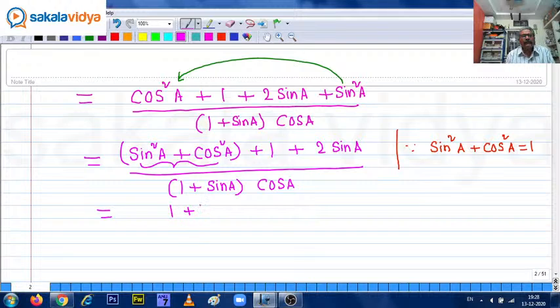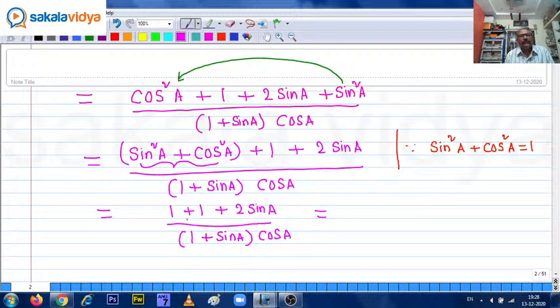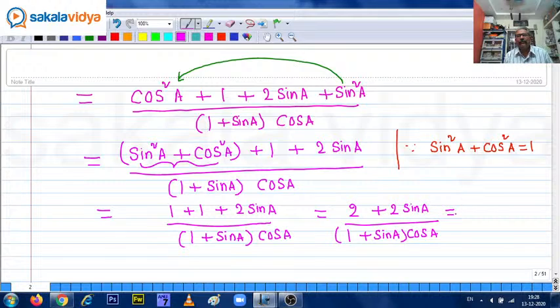1 plus 1 plus 2 sin A upon 1 plus sin A into cos A. Now 1 plus 1 is equal to 2. 2 plus 2 sin A upon 1 plus sin A into cos A. Now what shall we do? Any idea? Yes, in the numerator take 2 common. If you take 2 common, what do you get? 2 times 1 plus sin A upon 1 plus sin A into cos A.